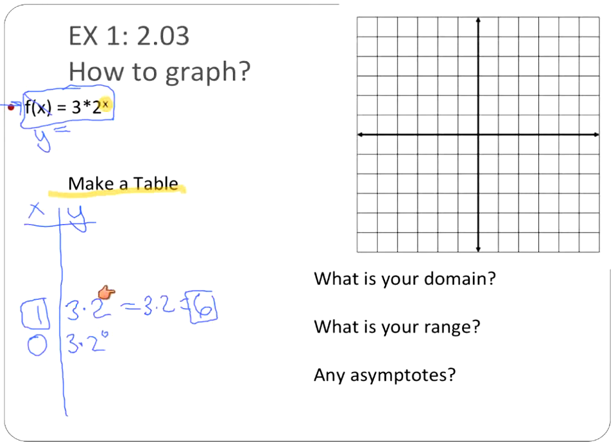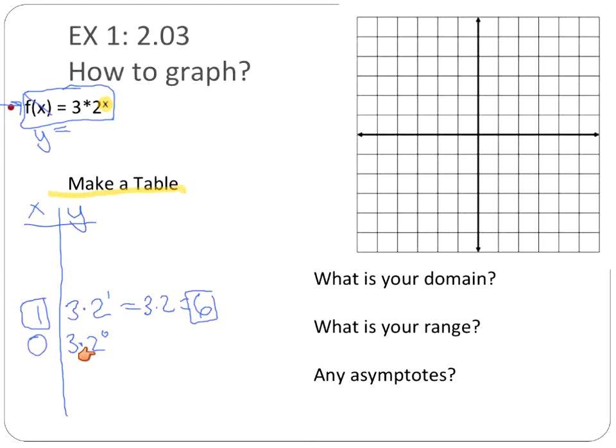Remember, when I'm doing these, I have to remember order of operations. So I have to do my exponents before I do my multiplication. You guys okay with that? Exponent first, multiplication second. So down here, I have this 2 to the 0 power.